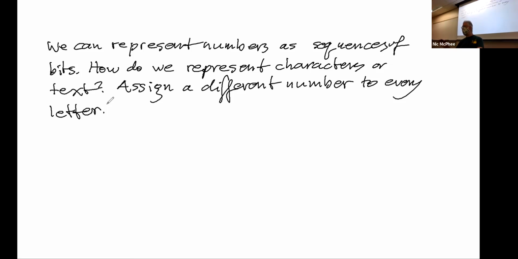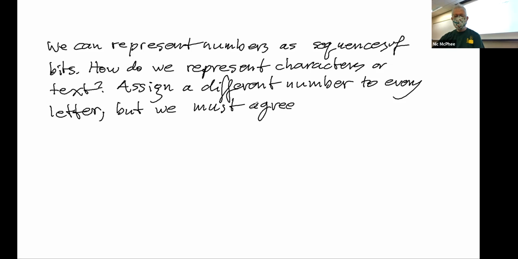It is clearly very bad if we don't agree on what the representation is. So the representation is arbitrary, but it's crucial that it be what's called standard. So we have to have standards, or it's real bad.